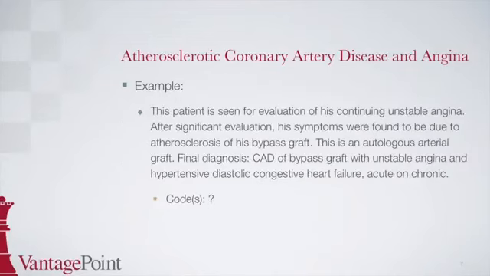Let's try a coronary artery disease example. We have a patient seen for evaluation of his continuing unstable angina. After significant evaluation, his symptoms were found to be due to atherosclerosis of his bypass graft. This is an autologous arterial graft. Final diagnosis: CAD of bypass graft with unstable angina and hypertensive diastolic congestive heart failure, acute on chronic. How would you code this? Please pause the webinar to complete this example and then hit play to continue and learn the answer.